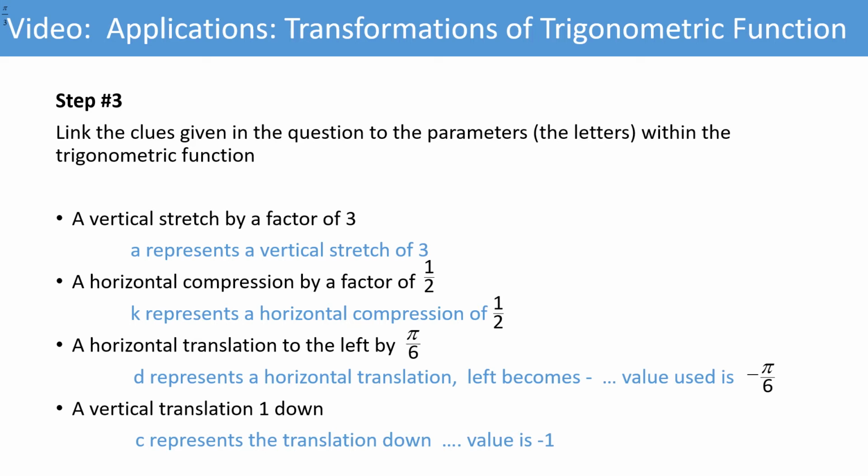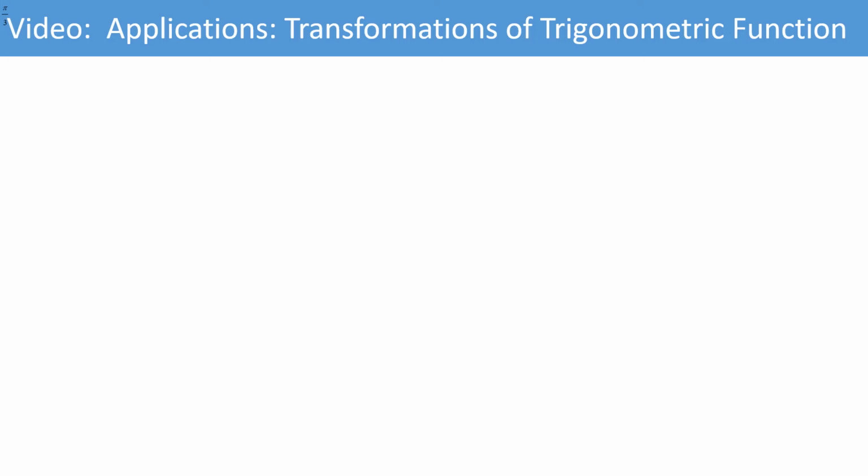Step number 4, write the equation. y = 3 sin(2(x + π/6)) - 1. This is taking the values that we've discovered in the question and using the clues to find the letters that they represent, substituting for the function.